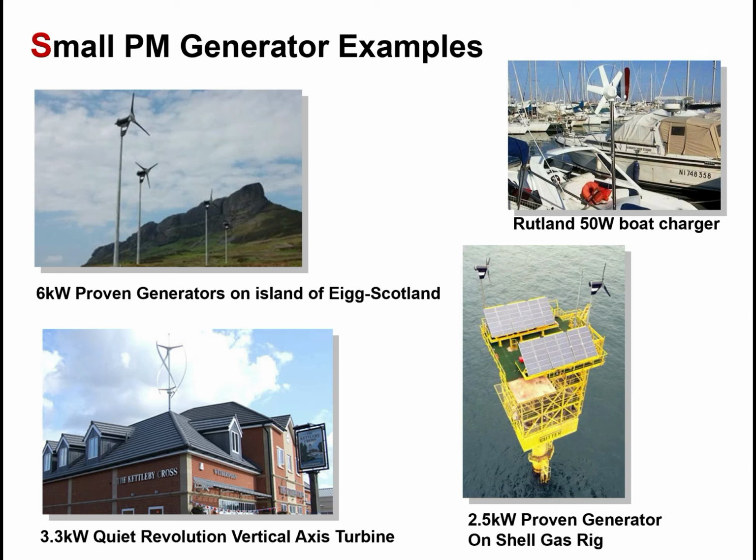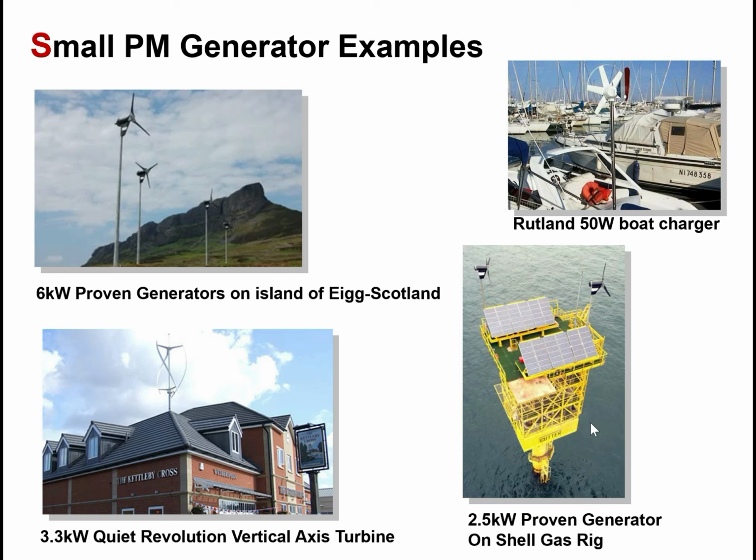So for example, over here we can see a 6 kW Proven generator on the island of Eigg in Scotland. This generator is by a company called Rutland. It produces 50 watts and that is for the purpose of boat charging. Also, another generator is by the company called Quiet Revolution, which produces 3.3 kilowatts of power, and this is a vertical axis turbine to supply power to a house or a company.